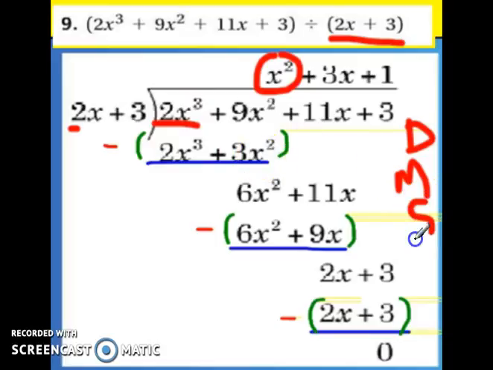And then I'm going to subtract. So I'm going to subtract this whole quantity. So that's how I got 6x squared. And then I'm going to bring down. So I bring the next number down and repeat the process till there's nothing to bring down. Notice my remainder is 0 here, so it is a factor.